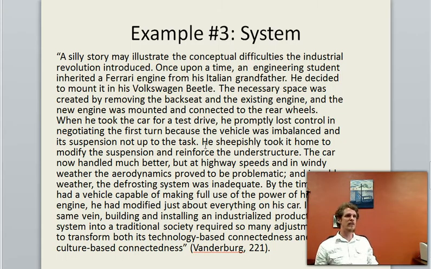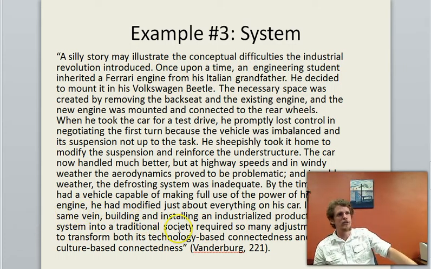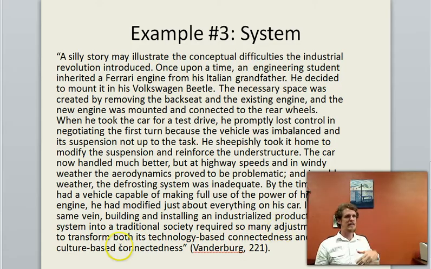He sheepishly took it home to modify the suspension and reinforce the understructure. The car now handled much better, but at highway speeds and in windy weather, the aerodynamics proved to be problematic, and in cold weather, the defrosting system was inadequate. By this time, he had a vehicle capable of making full use of the power of his new engine. He had modified just about everything on his car. In the same vein, building and installing an industrialized production system into a traditional society required so many adjustments as to transform both its technology and its culture."